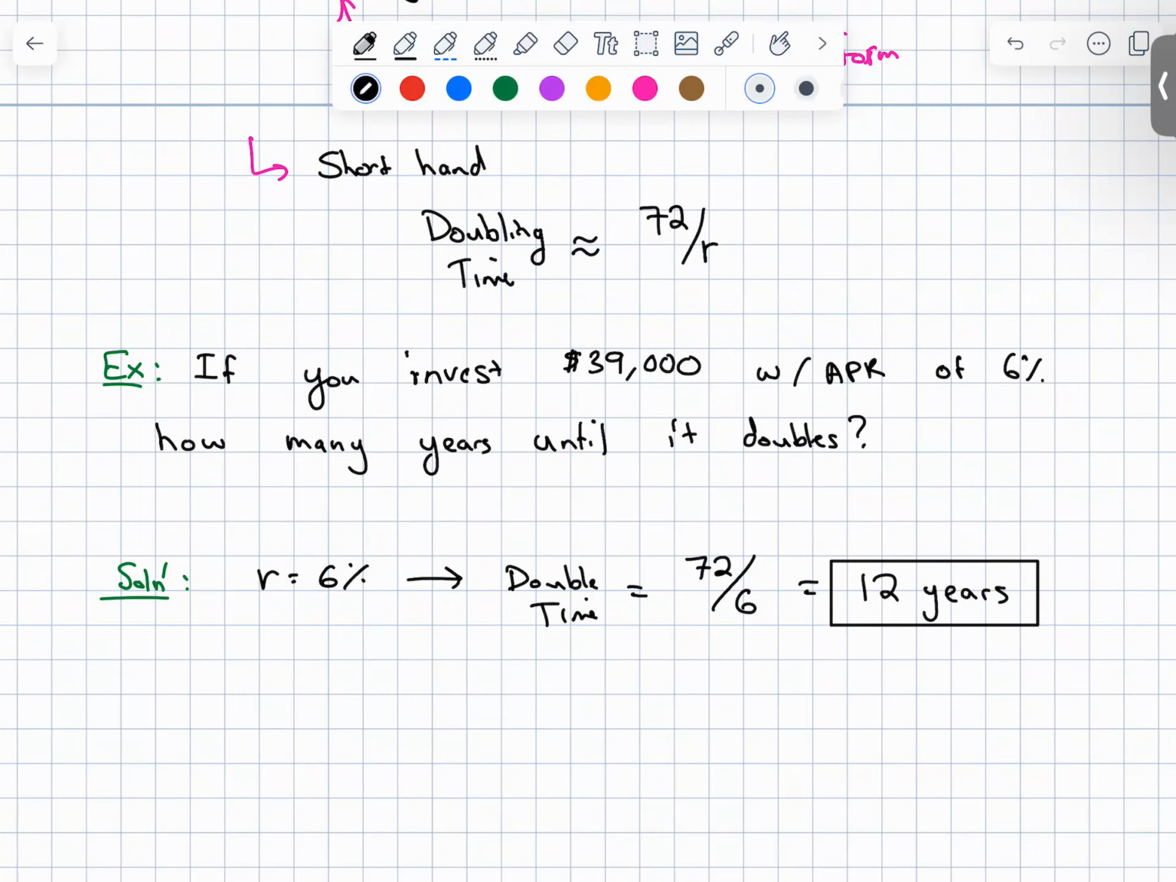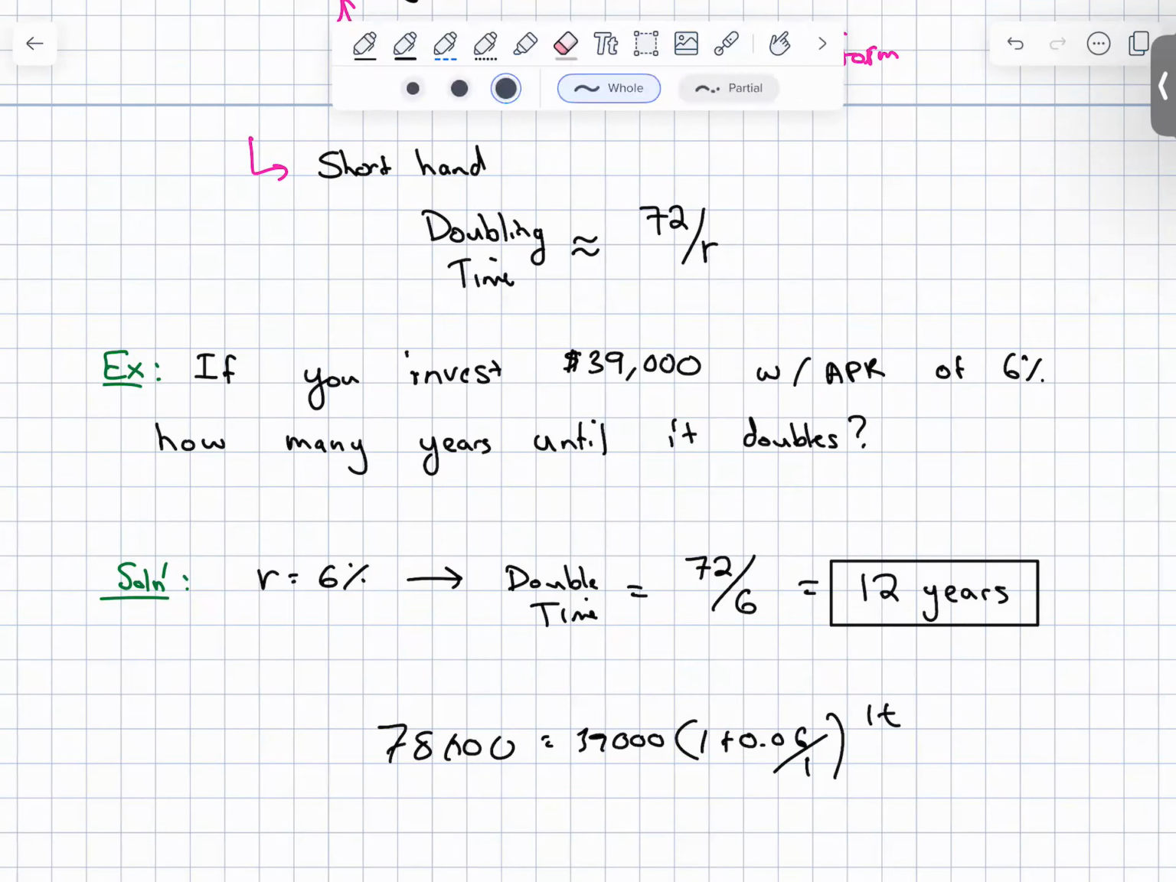So if I was to actually do it, it'd be 78,000. Natural log, bring that down. That should be natural log 2 divided by natural log of 1 plus 0.06. Why is that giving me that number? Something's weird going on, but anyway, it's not exactly 12 years. I'll figure it out in a second, but it might be a little less, a little more.